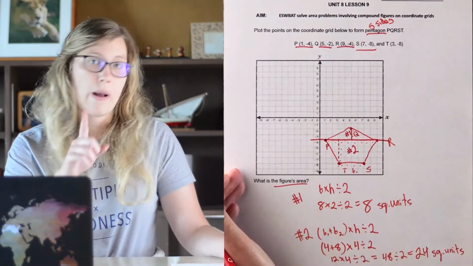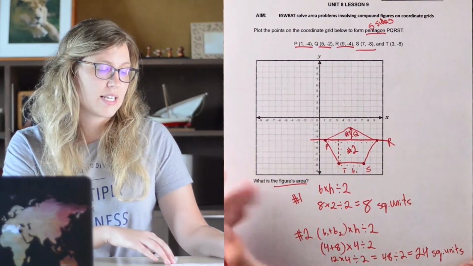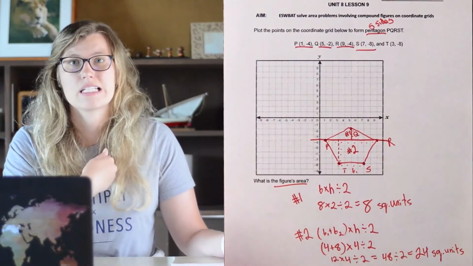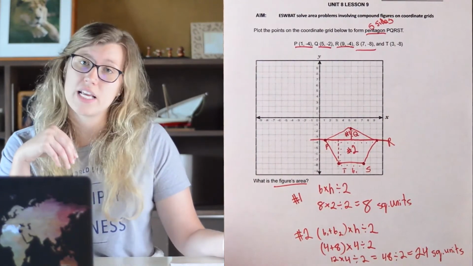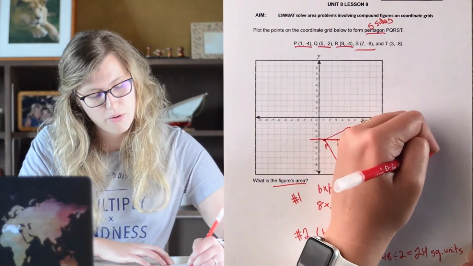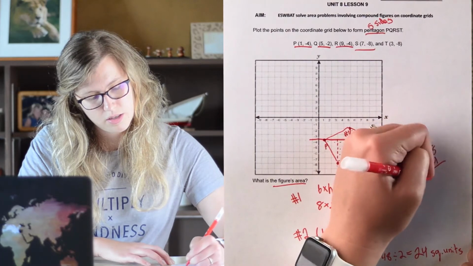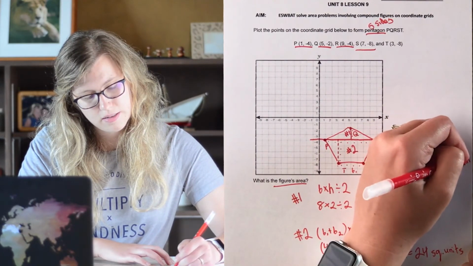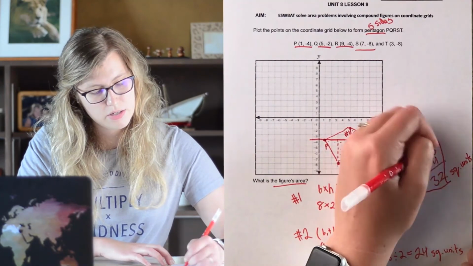Am I done? No, I'm not done, because it asked me what is the total figure's area. Remember, I just decomposed it. I just cut it to make it easier for me. I still have to answer the question by adding them together. So 8 plus 24 will equal 32 square units. And that is my total area.